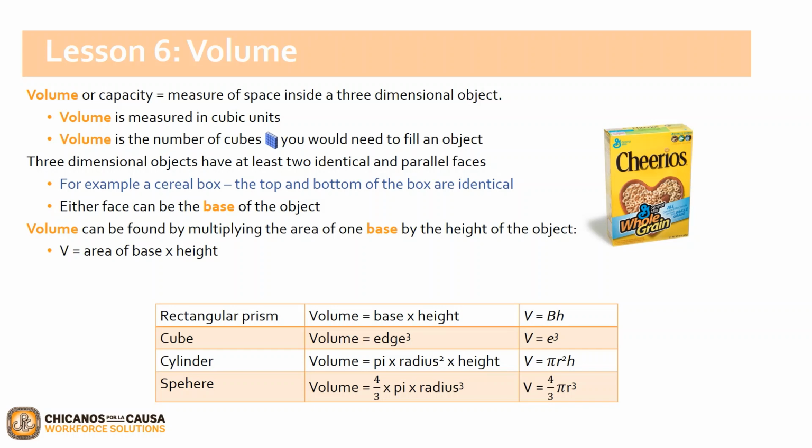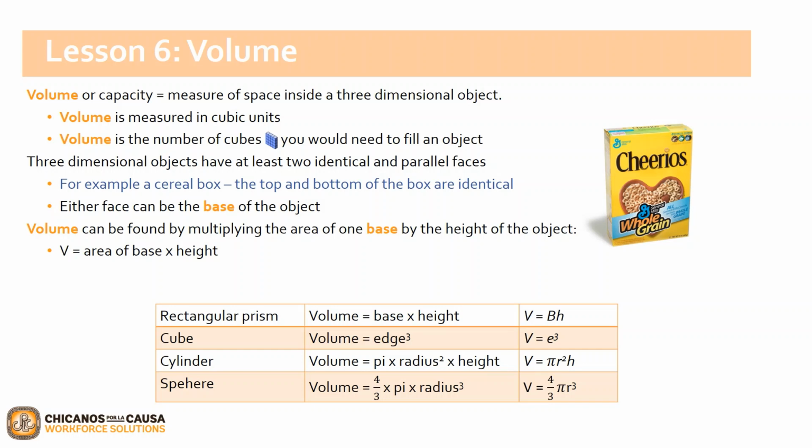So let's think of some three-dimensional objects that have at least 2 identical and parallel faces. For example, that could be a cereal box. As you can see, the top and the bottom of the box are identical. So those can be called faces, or in this case, a base. So either face can be the base of the object. And that is more for a rectangular prism.